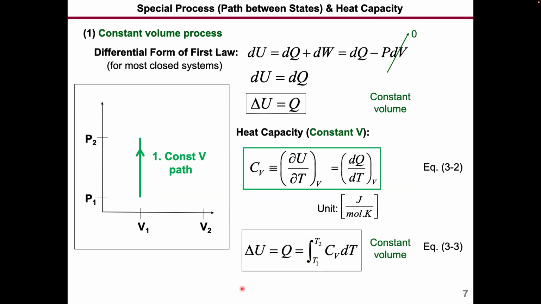All right, now CV is material dependent, right? So we actually have a table compiling all the CV values for all different types of materials. And usually for an ideal gas, CV is a constant value, okay?